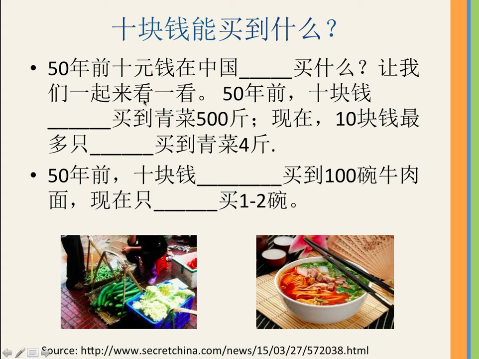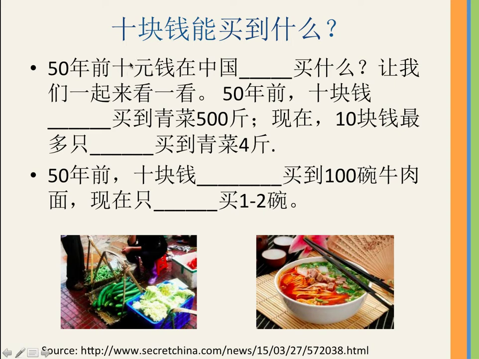让我们一起来看看. So let's take a look. 50年前, 50 years ago, 10块钱, you can buy vegetables, 500斤, pounds. 现在 now, $10, 最多 at most, 只 you can only buy something, 买到青菜4斤, 4 pounds. 青菜 leafy green vegetables.